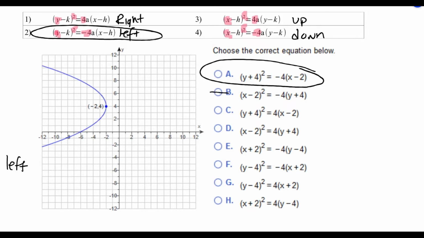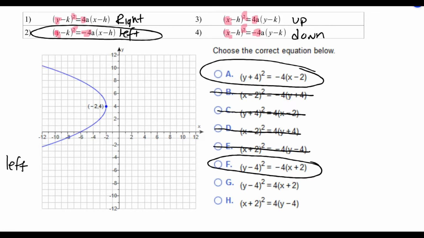This one's got the squared on the x. This one has got the squared on the y. However, it's a positive coefficient. This squared is on the x, squared on the x. This one has the squared on the y with a negative coefficient. Squared on the y, positive coefficient, squared on the x. So now we're down to 2.